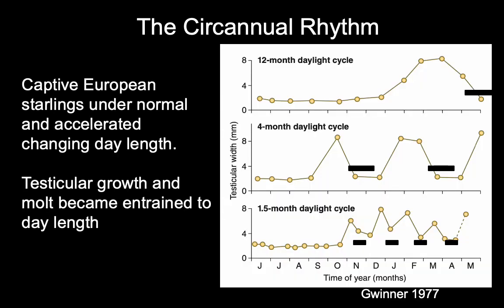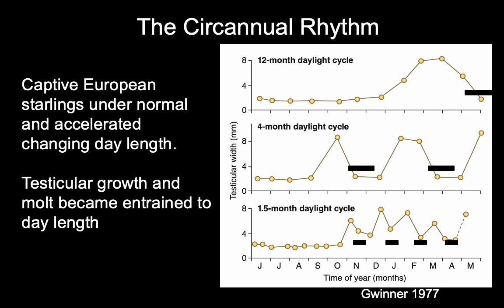Let's take a look at another interesting experiment here that shows the power of entrainment. These are captive European starlings again. Here we're looking over the course of 1 year. So these are months starting with June, July, August, September on the x-axis. And again, we're looking at testicular width, and the black bars again are molt.